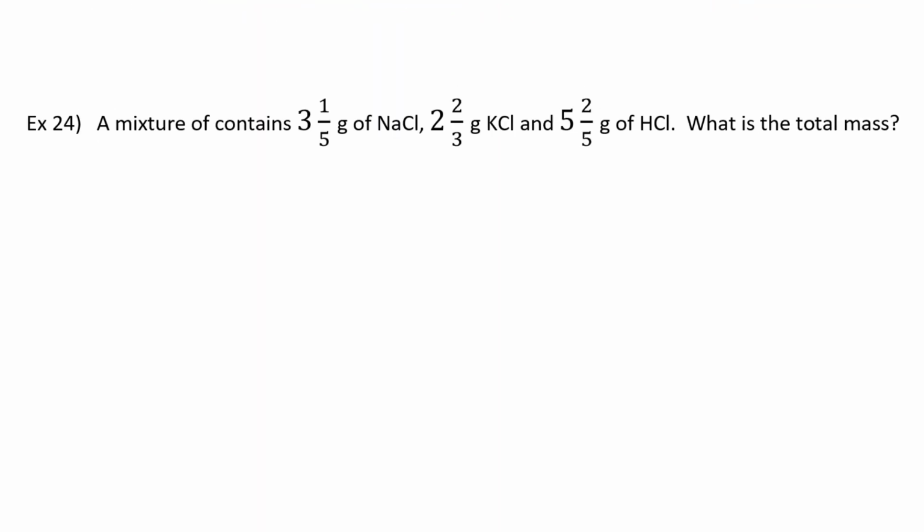Let's try a word problem now. Here we have a mixture that contains 3 1/5 of a gram, 2 2/3 of a gram, 5 2/5 of a gram. What is the total mass? So here we have 1 mass, 2 mass, 3 masses. I'm asking what the total mass is. What it's asking me to do is add these numbers up. I want the total mass. Notice the units are all in grams, so there's no reason to convert. I can add these directly.